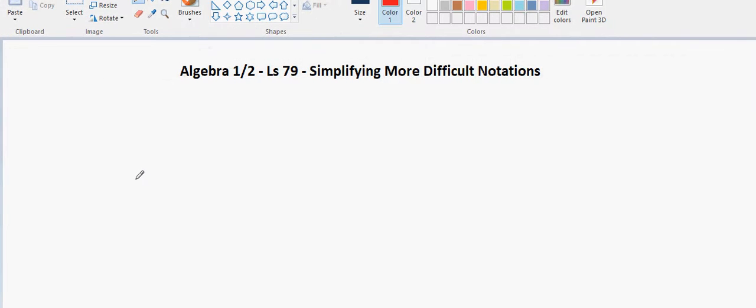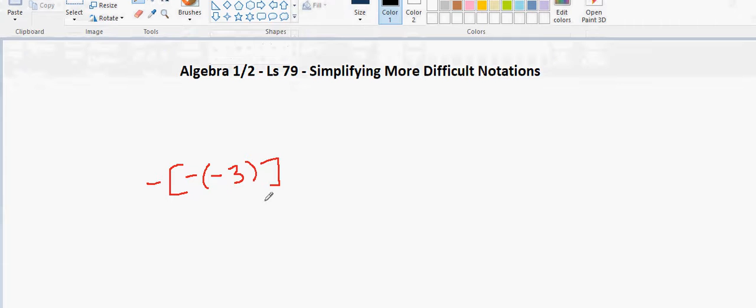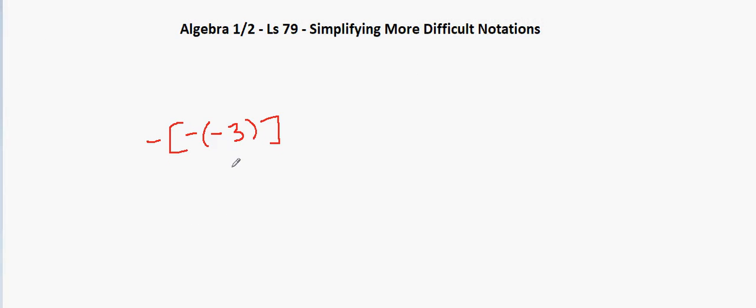If I have some grouping symbols and negative signs like negative, bracket, negative, parenthesis, negative 3, parenthesis, bracket, how many negative signs do I have? And how does that help me know what the final sign is? Right, so this all comes down to a 3. Is it positive or negative? There's 3 negative signs. Odd number of negatives means negative.